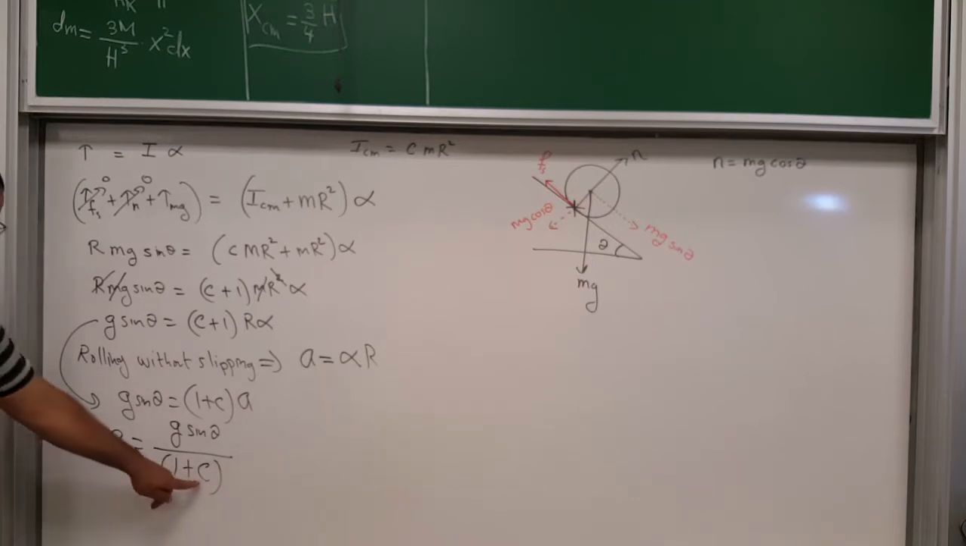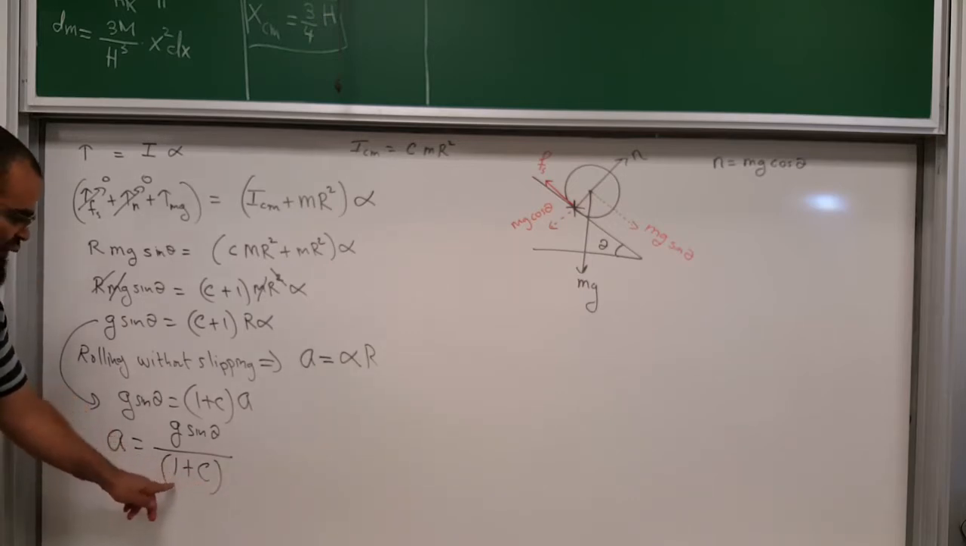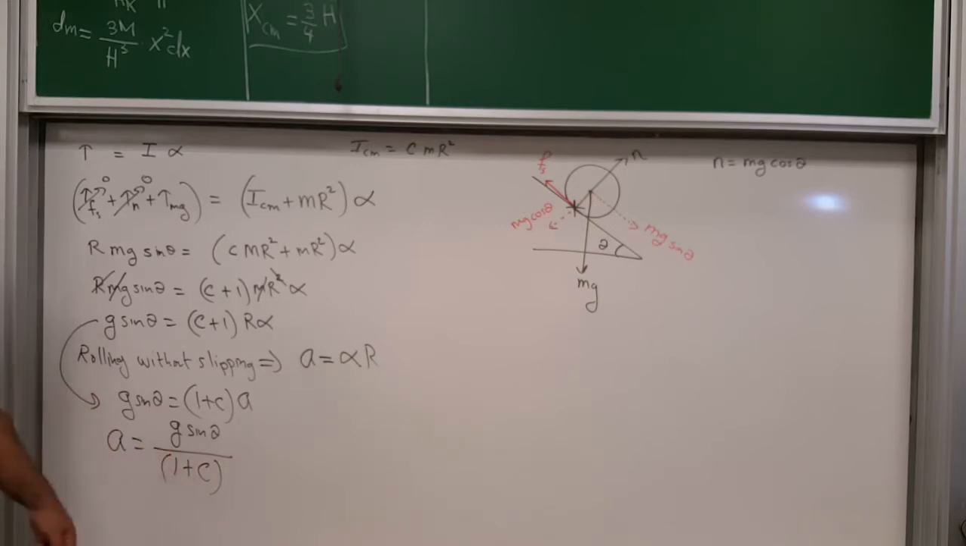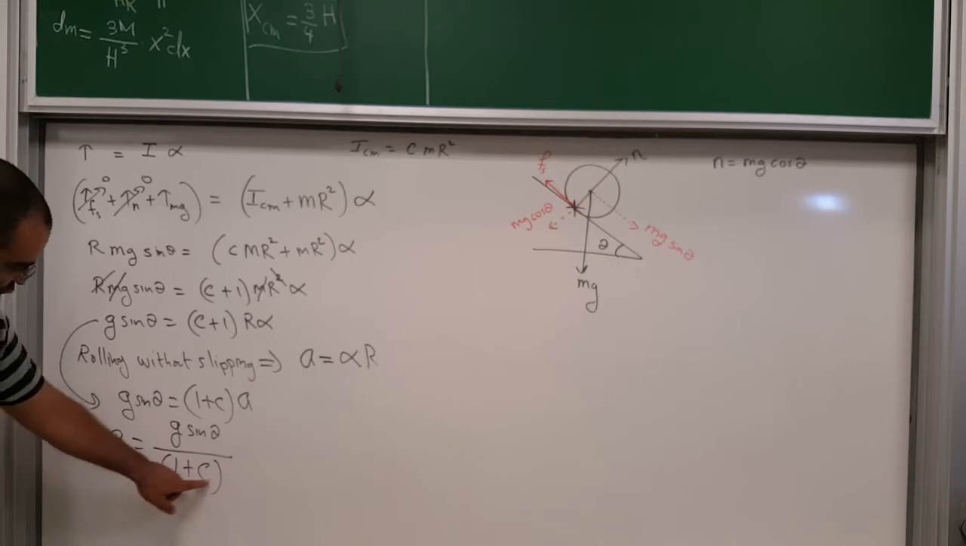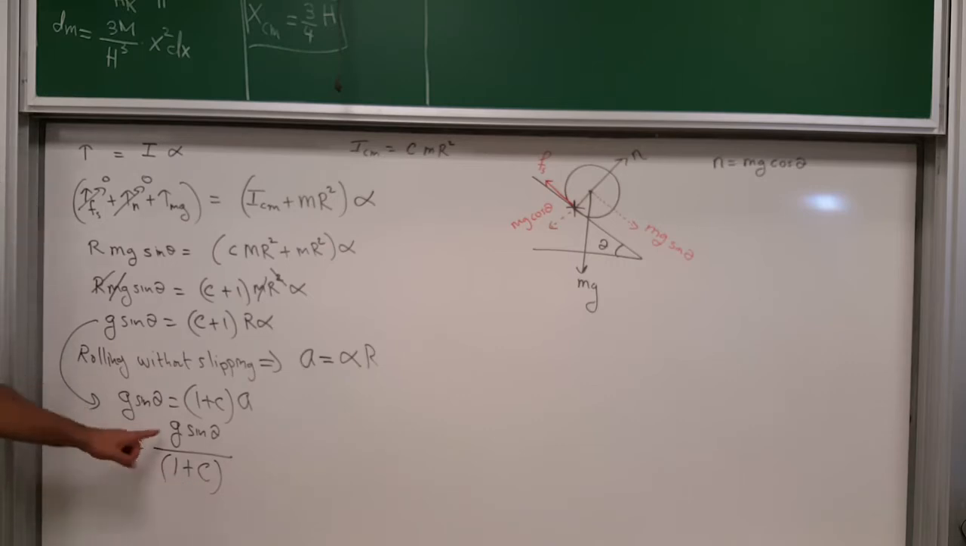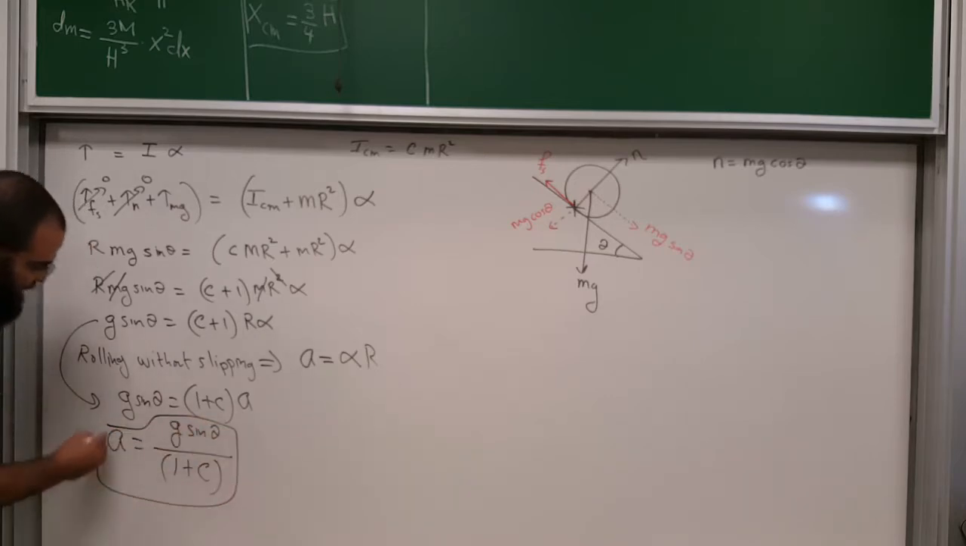Remember, C is some non-negative constant, so it will be 1 plus 1/2, or 1 plus 1, or 1 plus 2/5, or 1 plus 3/5. So this number here would be larger than 1, so the acceleration would be less than g sine theta. It would be less than g sine theta. So let me just box this. We will need it in a moment.